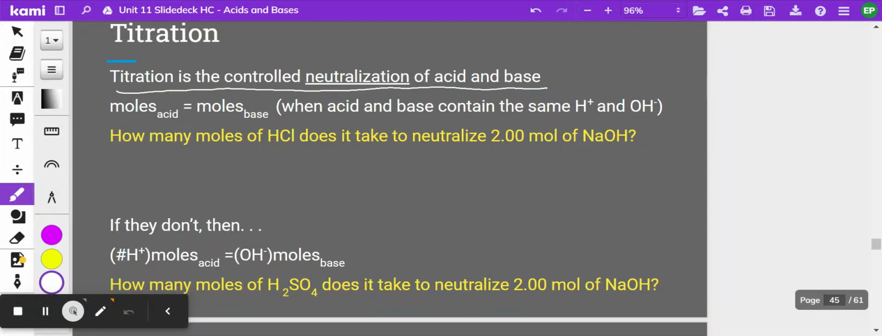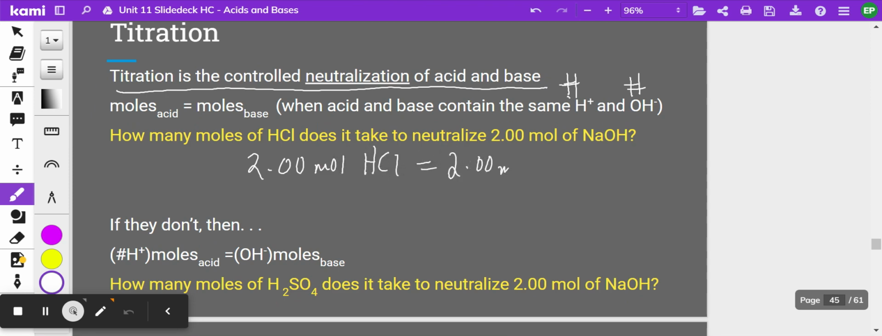It's going to change just a little bit here if these number of H's and number of hydroxides are different. So just as a practice, how many moles of hydrochloric acid does it take to neutralize 2.00 moles of sodium hydroxide? Well, according to our equation, they have to be equal to each other to neutralize each other. So the answer would be 2.00 moles of hydrochloric acid are required to neutralize 2.00 moles of sodium hydroxide.